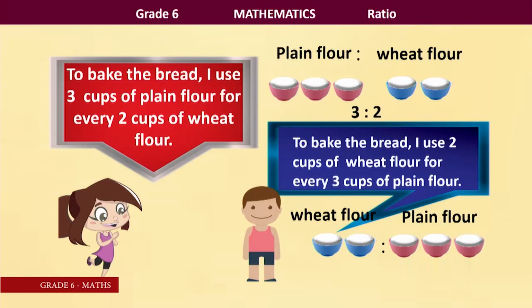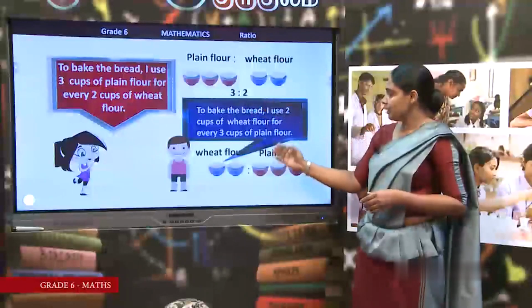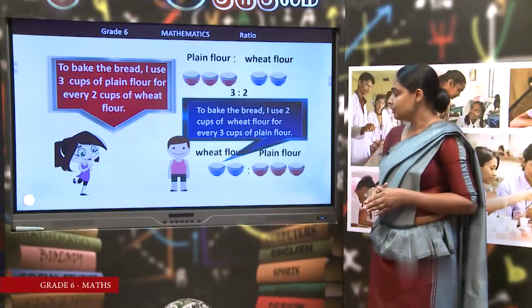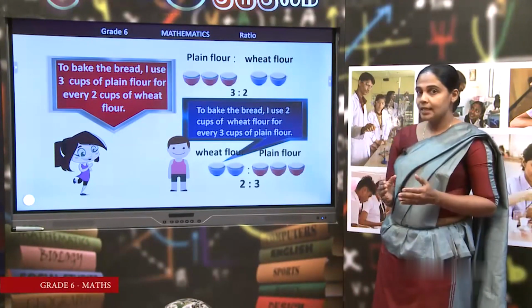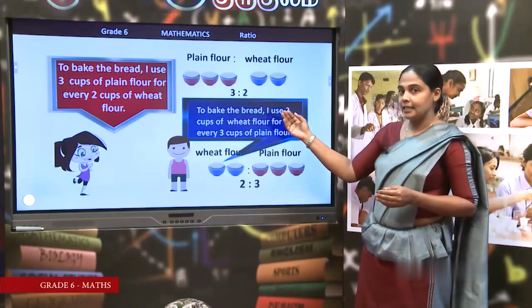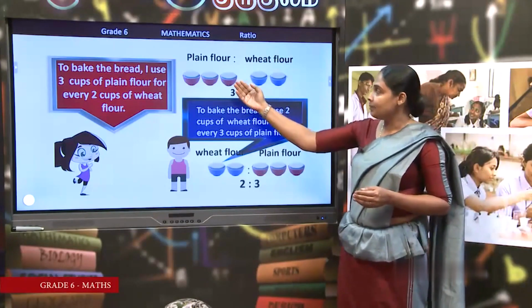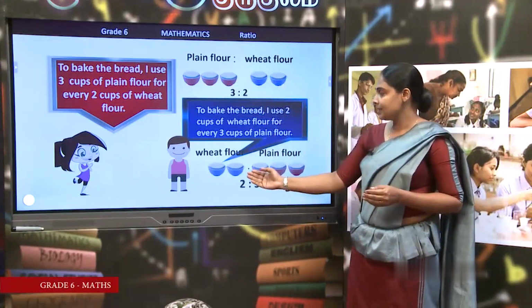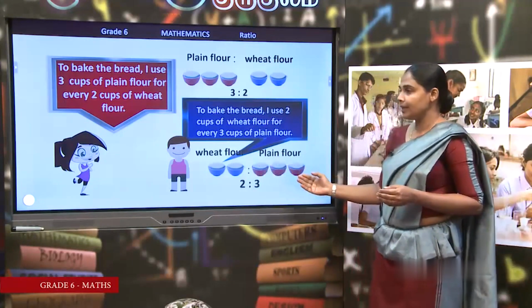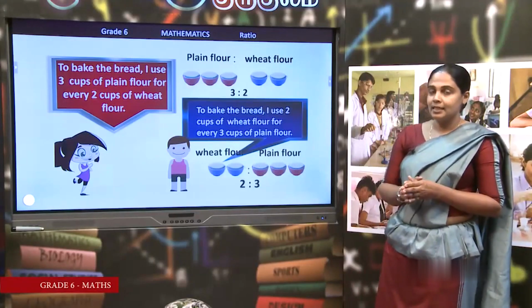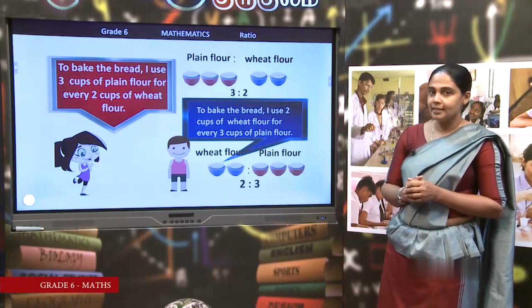Both are the same, aren't they? Here 3 cups of plain flour, here also 3 cups of plain flour. 2 cups of wheat flour, and here also it is 2 cups of wheat flour. But here it is 3 to 2, here it is 2 to 3. Both are the same, but the way of writing it is changed. Reason: here plain flour to wheat flour, but Tashi said wheat flour to plain flour. Then my dear kids, I think you can understand it.